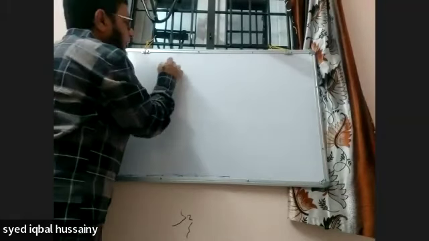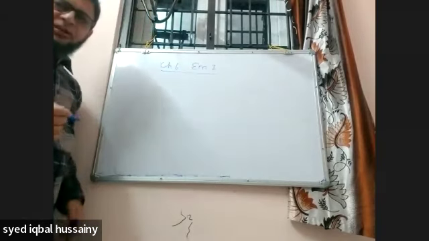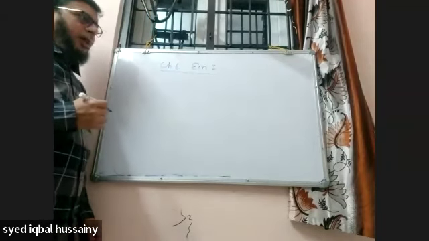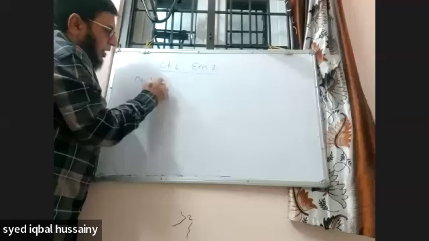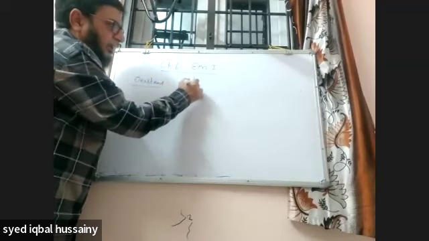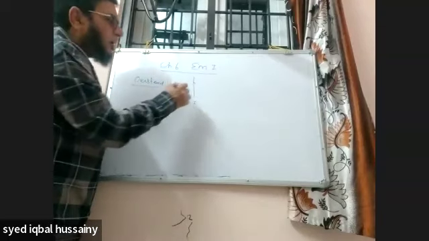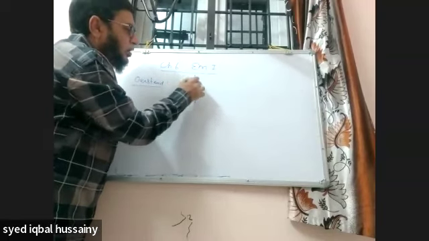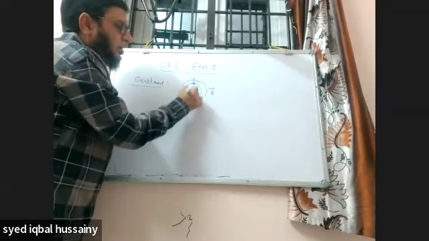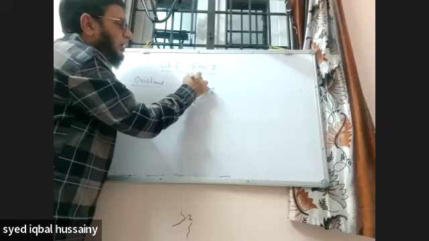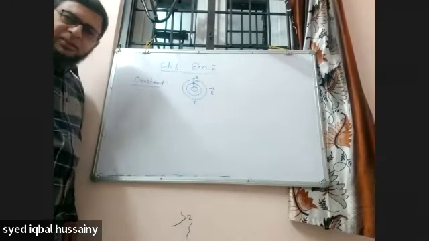EMI, chapter 6, EMI, electromagnetic induction. In this first, as I told you yesterday, what did Einstein discover? The concept we know: a straight current carrying conductor. When a current is moving through the straight current carrying conductor, it produces a magnetic field around the conductor. So this is called magnetic field. This was said by Einstein.